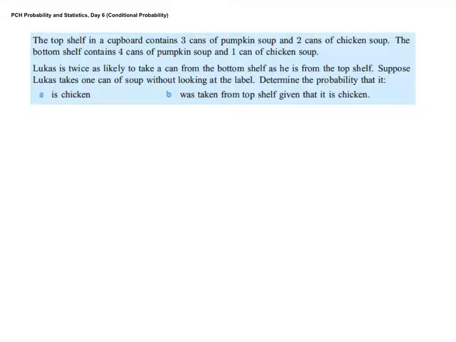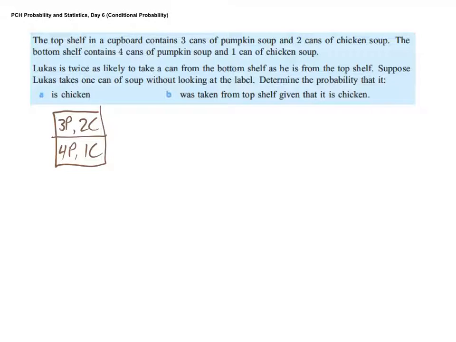The top shelf in a cupboard contains 3 cans of pumpkin soup and 2 cans of chicken soup. So here's our cupboard: 3 cans of pumpkin, 2 cans of chicken. The bottom shelf contains 4 cans of pumpkin and 1 can of chicken. Now, Lucas is twice as likely to take a can from the bottom shelf as he is from the top shelf. Suppose he takes 1 can of soup without looking at the label. Determine the probability that it A is chicken, or B was taken from the top shelf given that it is chicken.